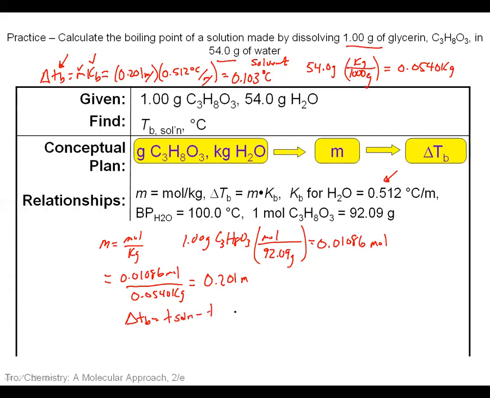So we will take, in this case, the temperature of the solution minus the temperature of the solvent, which means the temperature of the solution would equal the change in the boiling point temperature plus the temperature of our solvent where it normally boils. And that's going to give us 0.103 plus 100 degrees Celsius. And that will give us a boiling point for this solution of 100.1 degrees Celsius. It went up a little bit, not tremendous, but it did go up a smidge from where water would normally boil, which would be 100 degrees Celsius.